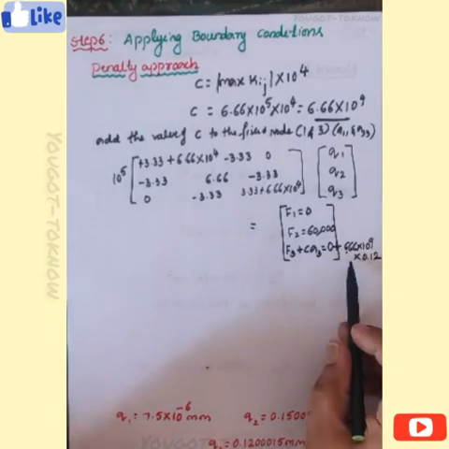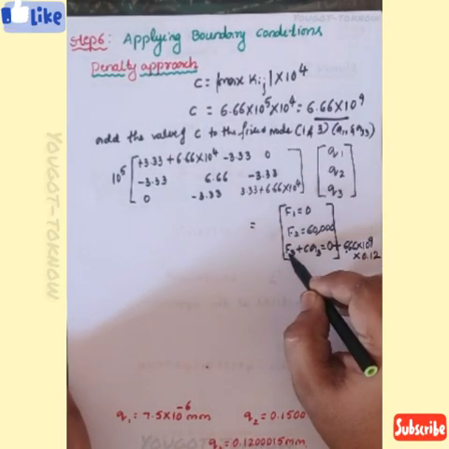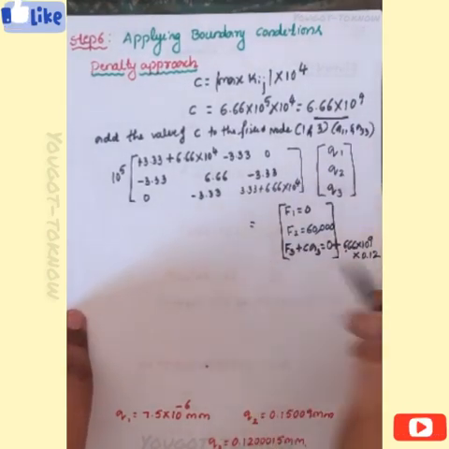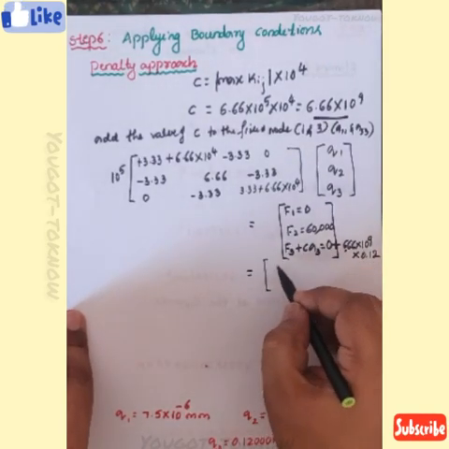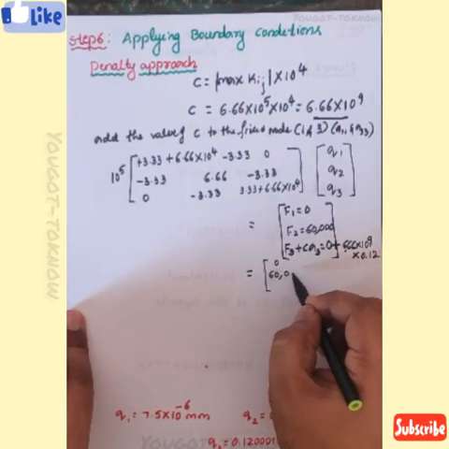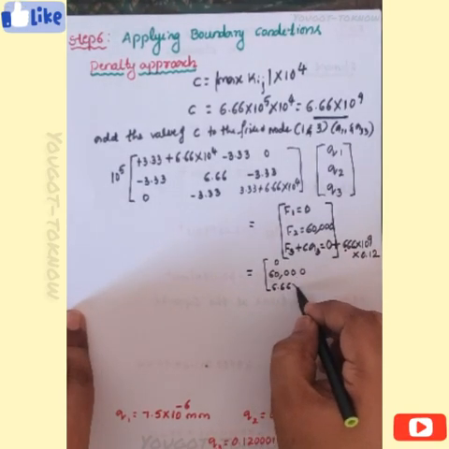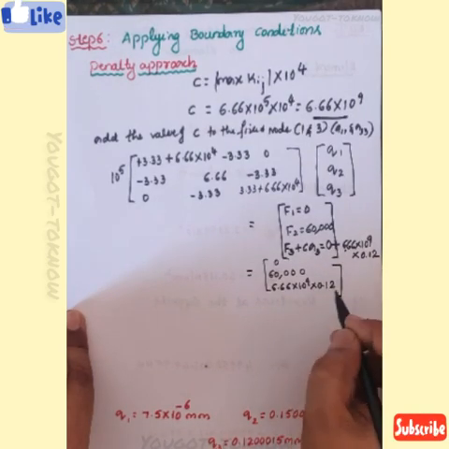Because of that condition, you should make here F3 plus CA3. F3 means any point load acting at node 3? No, the point load is 0. Now that means what you want to write here: your force will be 0, 60,000, and 6.66 into 10 power 9 into 0.12. This is your force value.